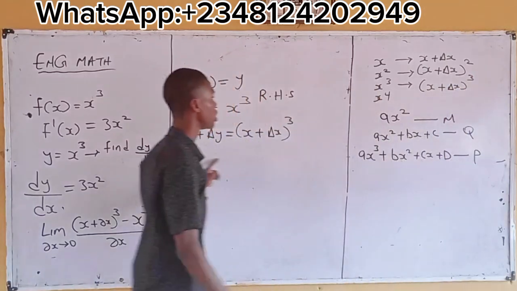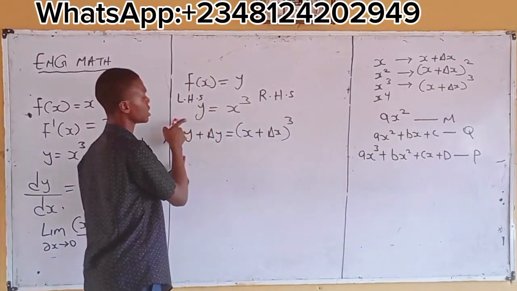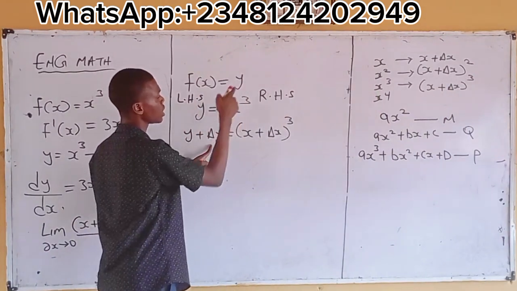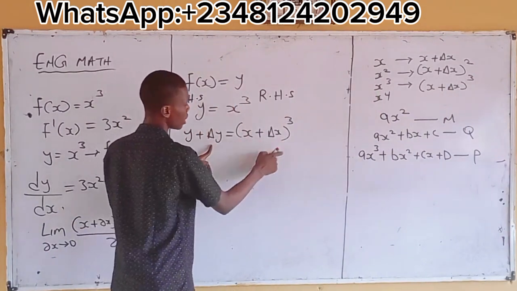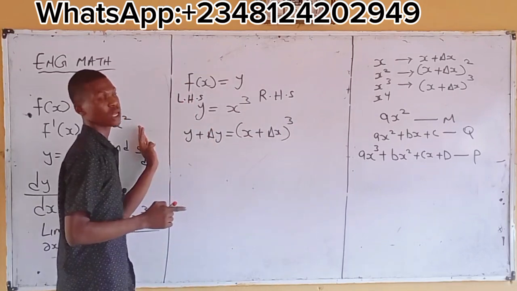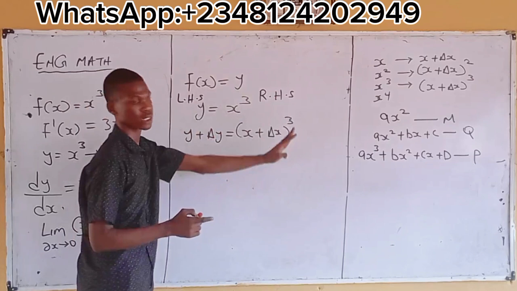So that's what we did here. Adding change in y to the left hand side, I have my y plus change in y. For the right hand side, x plus change in x. This is how we write it. Meaning your first task is, for the left hand side, add change in y. For the right hand side, add change in x.